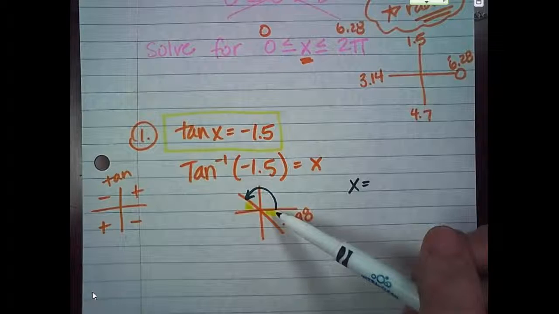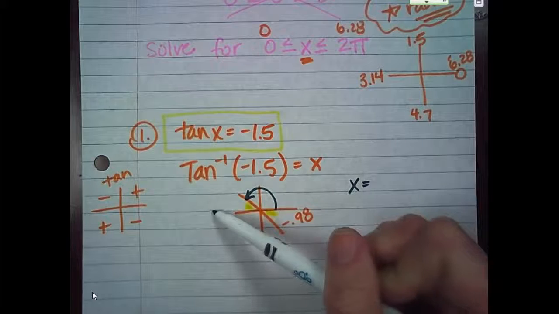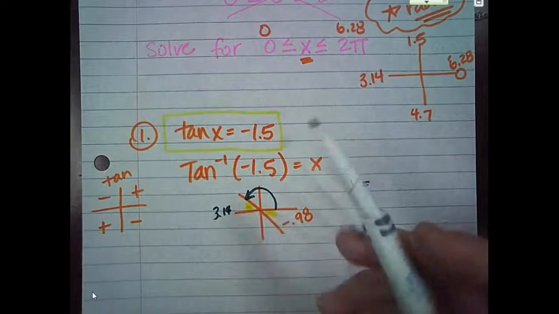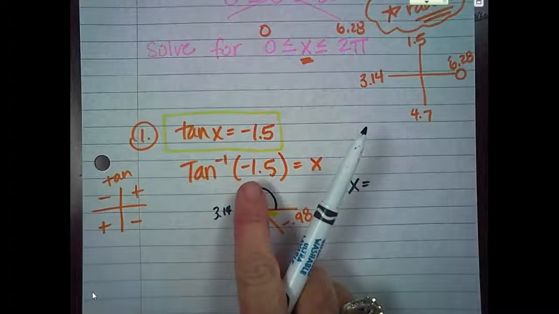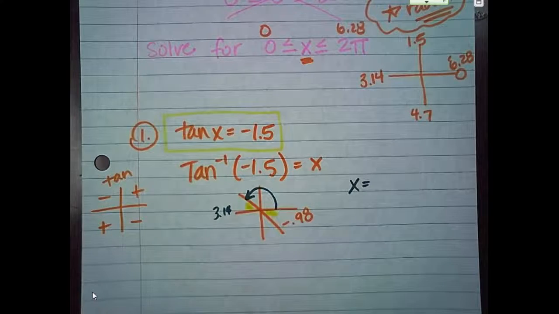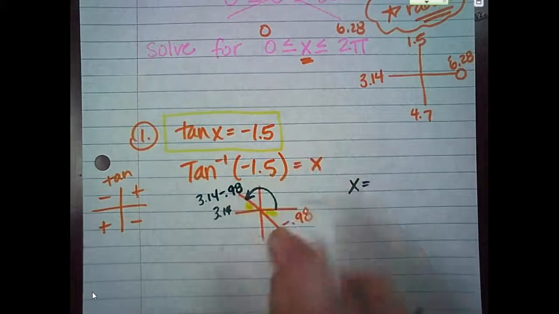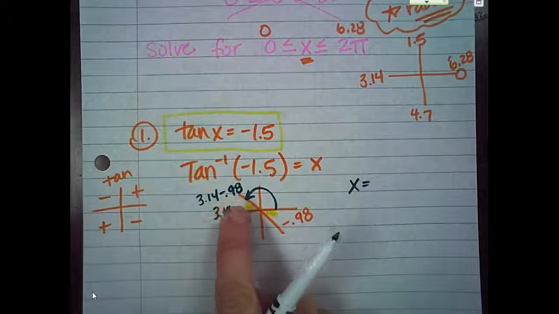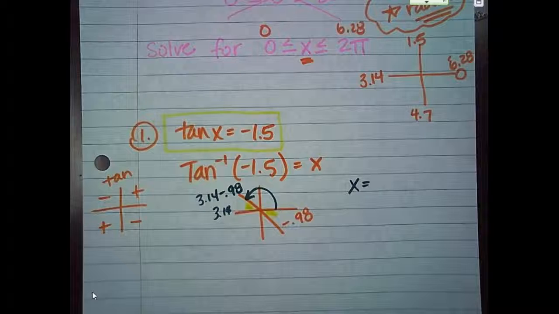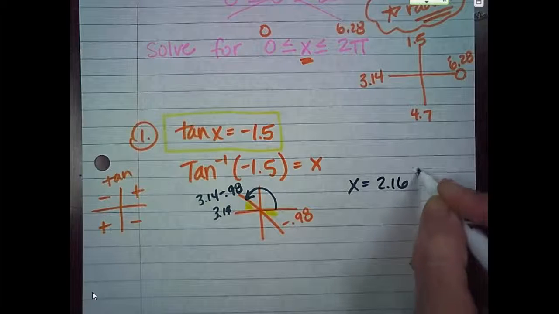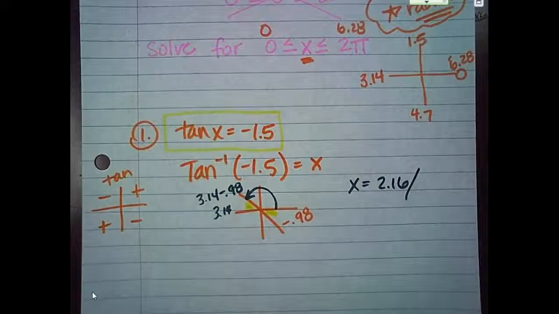I know that from the start all the way to here is 3.14. And I also know the yellow is 0.98, so I have to back up, right? When you back up, you subtract. So that means that this is 3.14 minus 0.98. That would be this first line here, which I got 2.16. Not a degree, because it's radians.